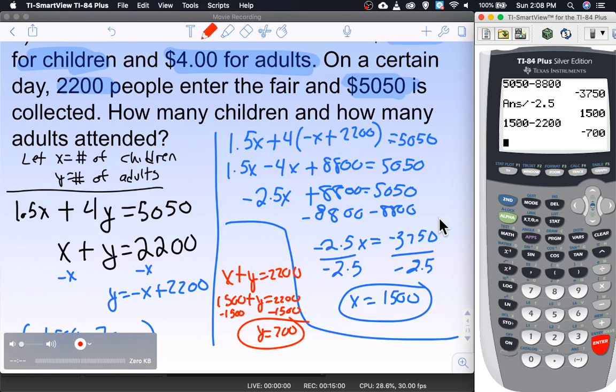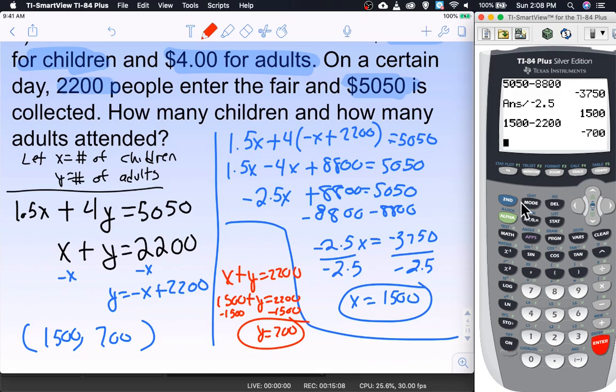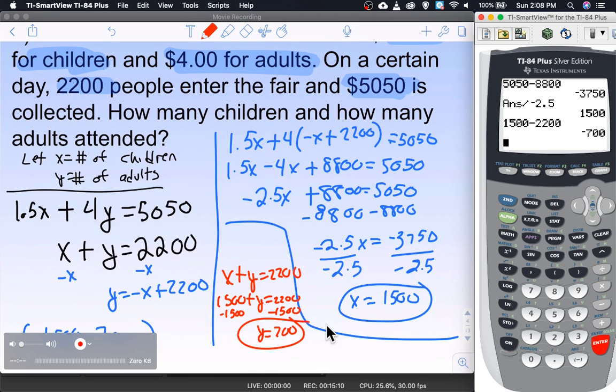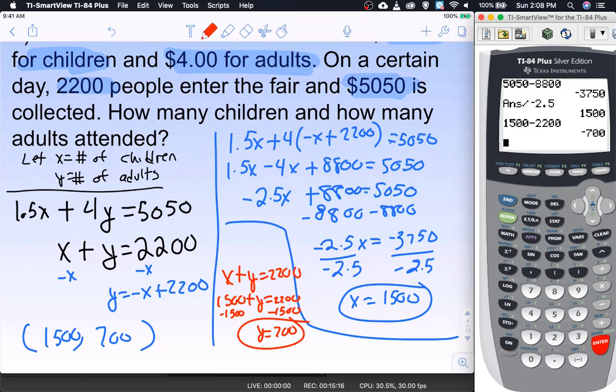Okay, I'm not terribly concerned with your solving. Now, you should be able to do this using substitution, elimination, graphing calculator, some method. You should be able to get to the solution. Okay, the part that you need to practice here is setting up your system of equations.